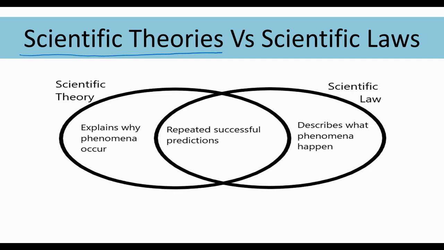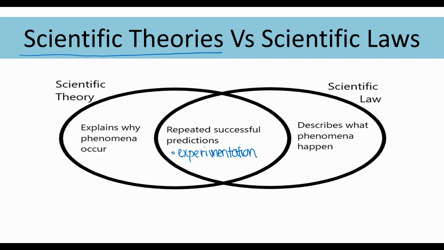First, the similarities. Both are the results of repeated successful predictions. That means that both are produced from experimentation. Okay, so I'm going to write experimentation. Or you can write experiments there in the middle of the Venn diagram.